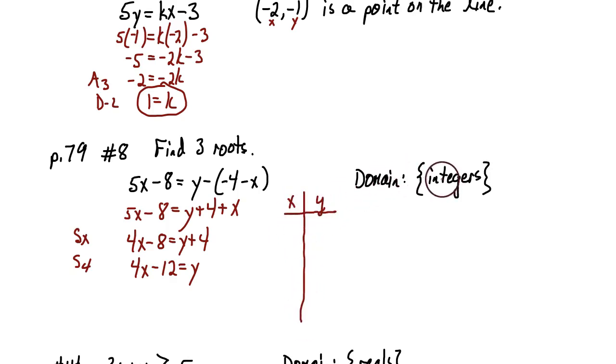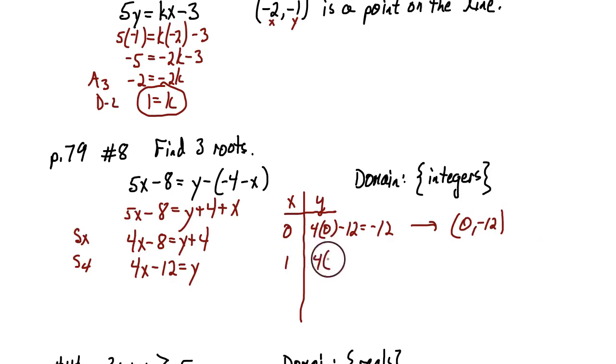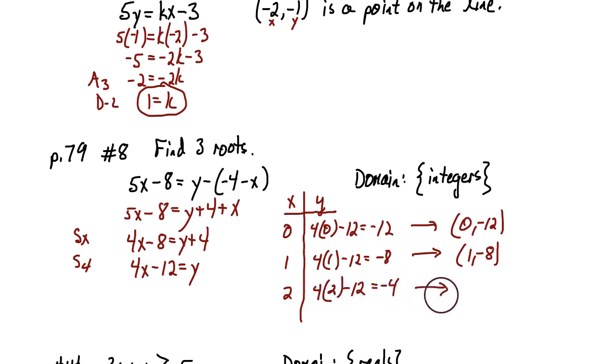We're told we can use integers for x, so 0 is an integer. 4 times 0 minus 12 makes -12. One of our roots is 0, -12. Another integer is 1. 4 times 1 minus 12 is -8. So another root is 1, -8. Let's use 2 for x. 4 times 2 is 8. Take away 12 is -4. So this root is 2, -4. We have found 3 roots.